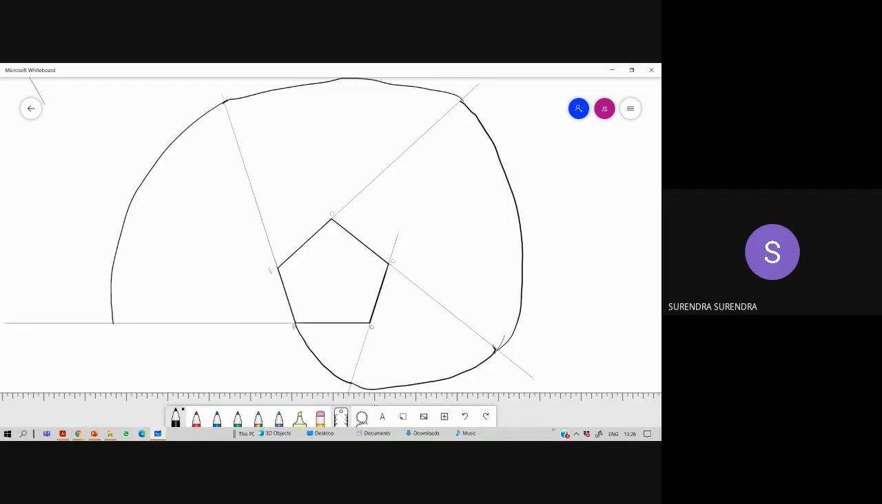Now, with the scale, I marked 72. This side is 72, the total is 180, so I took 72. Here, the provision allows me only 72, so the remaining is 108. The two angles are 108 degrees.